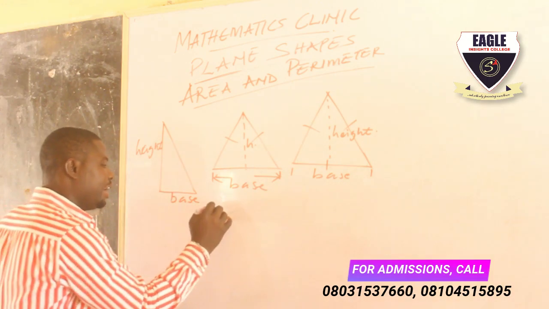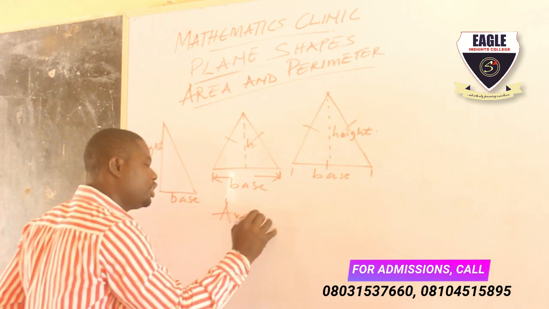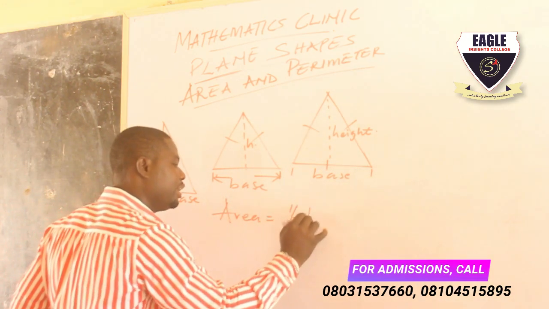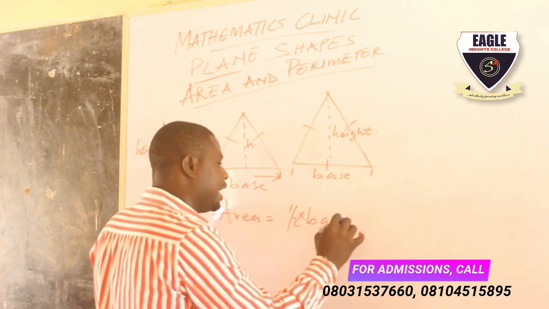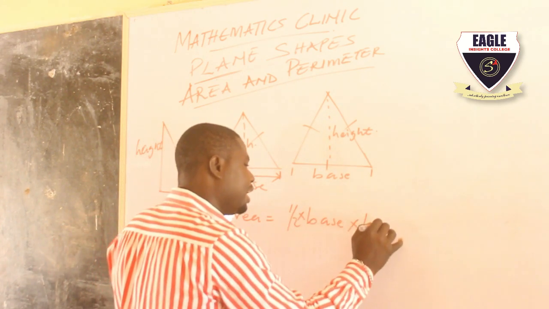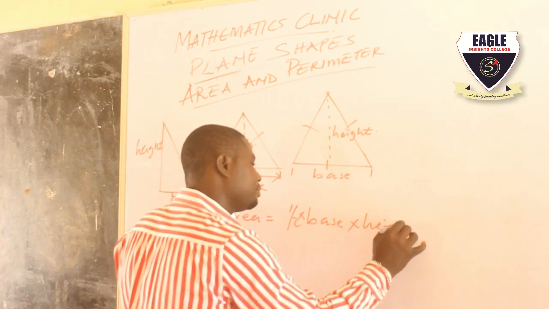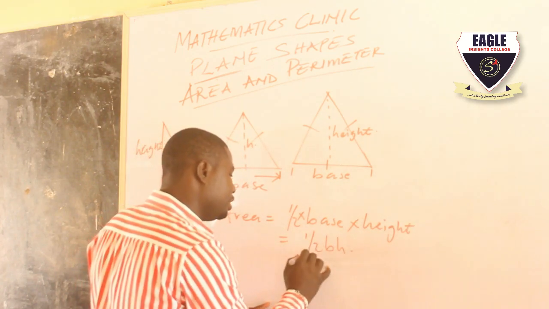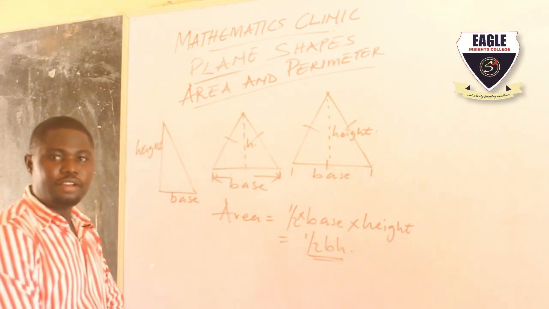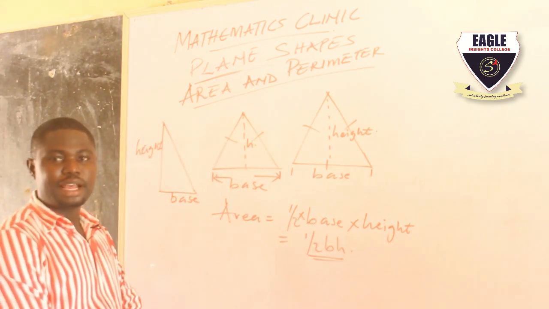And what is the area? Area is given as half multiplied by the base multiplied by the height. And that is what gives us half BH. Half base times height.